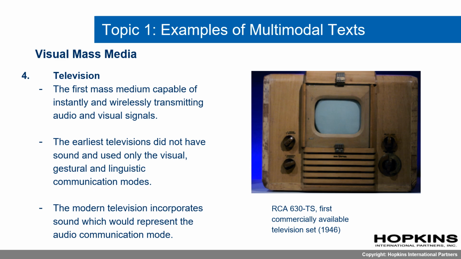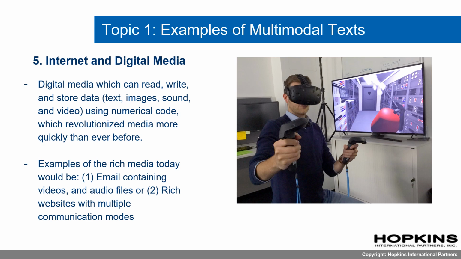The RCA 630TS was the first mass-produced electronic television set and sold in 1946 to 1947. The Internet and digital media has created a world full of rich multimodal texts. The Internet has enabled digital media which can read, write, and store data such as text, images, sound, and video using numerical code, which revolutionized media more quickly than ever before.